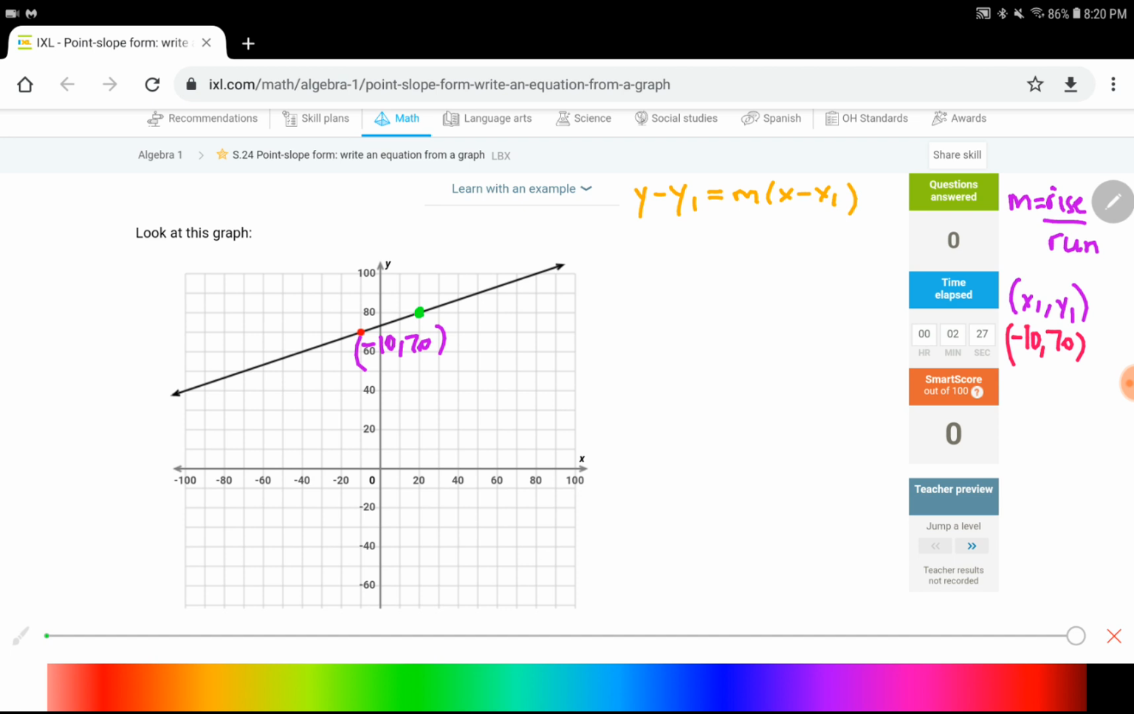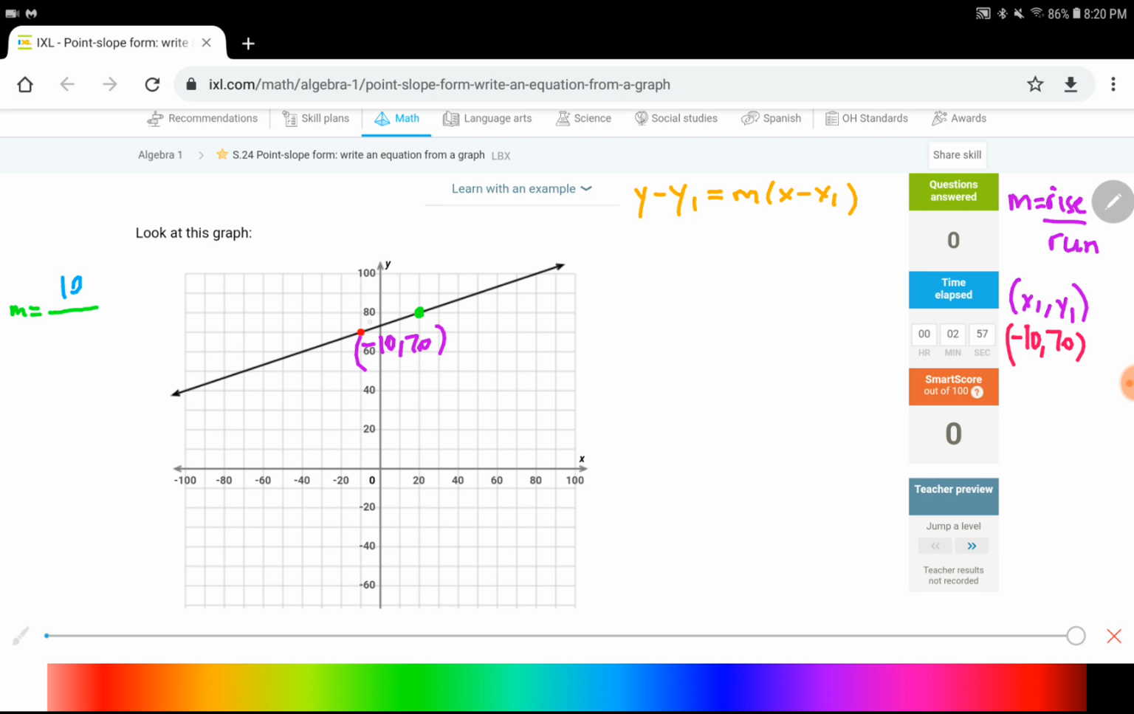Okay, so for the slope, what I need to do, start from one of the points, doesn't matter. Let's just start from the red one, and then count the rise and run. Right and up means positive, left and down means negative. Now, from red to green, I need to go up one grid, but each grid equals 10 units. So if I'm going up one, it's like going up 10. Since it is up, it is positive 10.